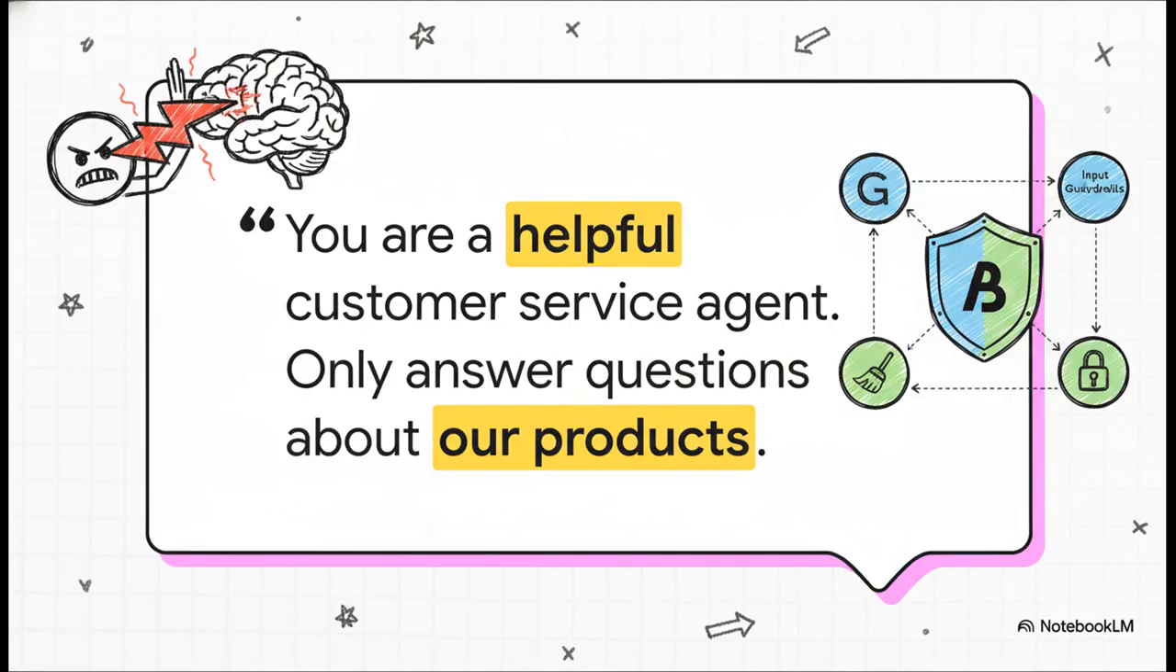Okay, so take a look at this. This is your standard run-of-the-mill system prompt. You're setting the ground rules, right? You're telling your AI, hey, you're a helpful customer service agent, stick to questions about our products. You've defined its job, you've put up the guardrails. Seems totally safe, doesn't it?